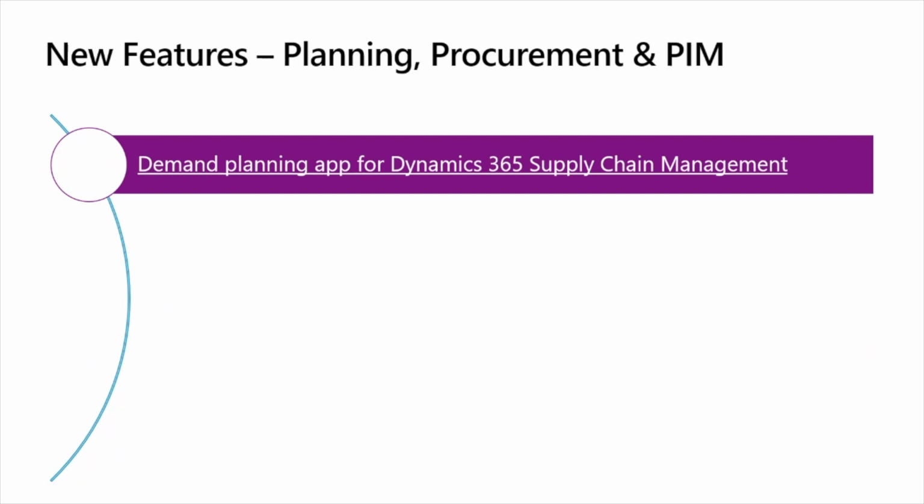Thank you, Nicole. So I will now cover the planning, procurement, and product information management features. So first one we have is the very exciting one, demand planning app for Dynamics 365 supply chain management. This is the Microsoft next generation collaborative demand planning solution. This app is powered by best-in-class forecasting algorithms and models and offers an immersive user experience. It provides intelligent reports and analytics.